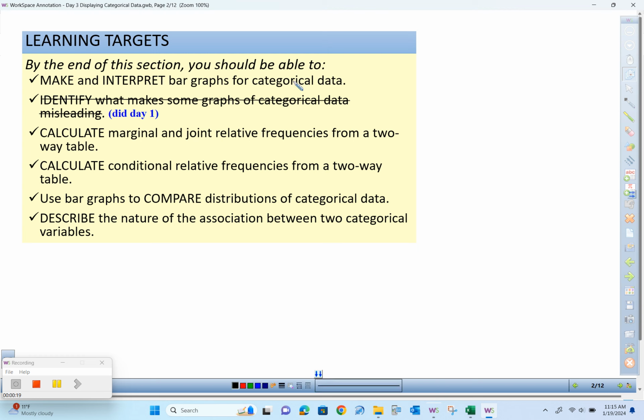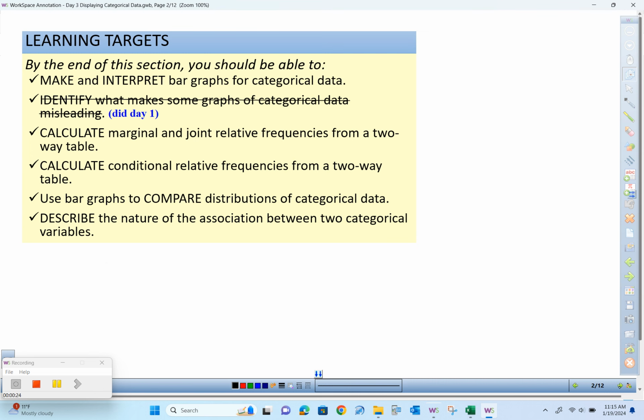We did some interpreting of bar graphs, but we're going to do different types of that today and use them to compare distributions. Okay. Then another thing we did last time was calculate the marginal, joint, and conditional relative frequencies. We just haven't actually talked about what those 3 things are called technically yet. We've just done them. And then lastly, we're going to describe with some graphs.